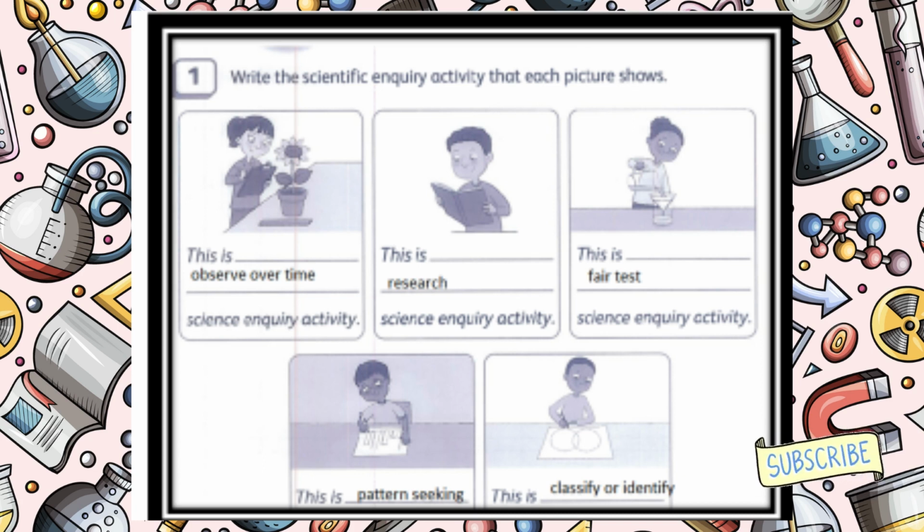Now, in picture 4, he is making a bar graph. So, this is pattern seeking. And the last one, you can see 2 circles. So, it means he is dividing something, or he is classifying or identifying or making groups. So, this is classify or identify.